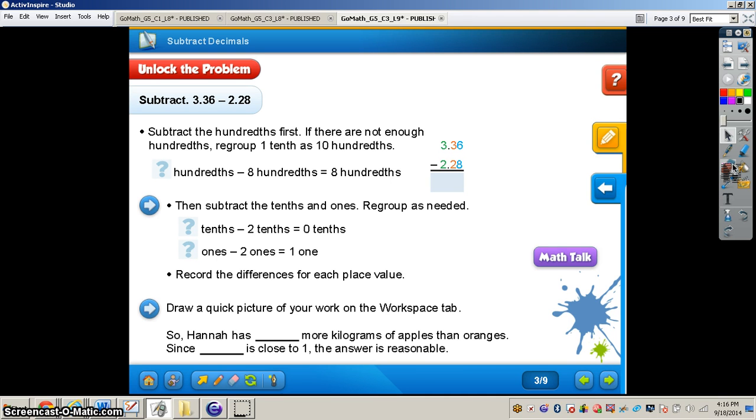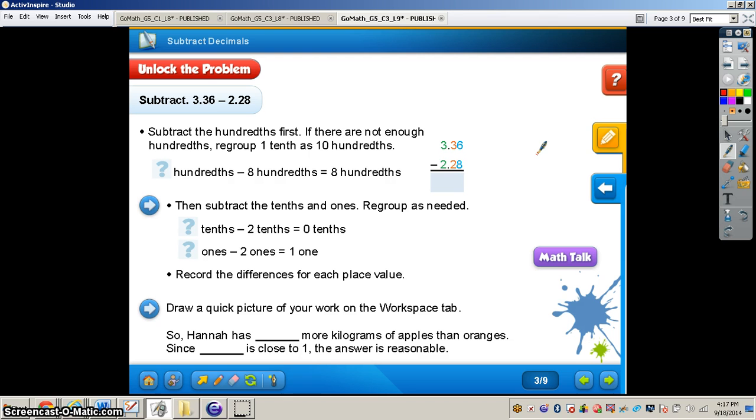Okay, so the first thing we need to figure out is what operation we're going to use. We're going to use subtraction. Whenever you're trying to figure out how many more of, for example, apples than oranges that you have, you want to use subtraction. And we can see Hannah's estimated answer, and I want you to circle that 1 there. However, to get the exact answer, we need to subtract 3 and 36 hundredths minus 2 and 28 hundredths.